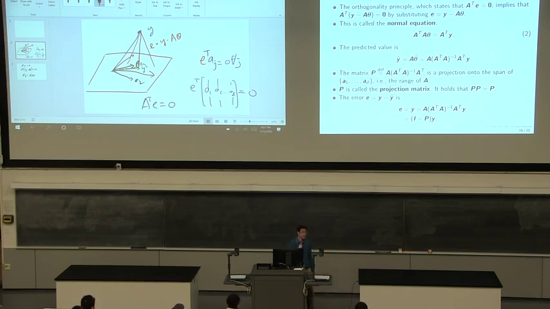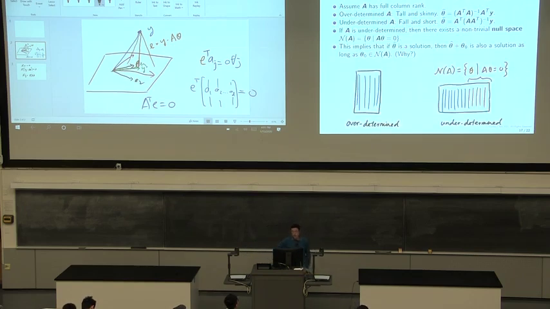Since it is a projection matrix, you don't need to project it multiple times, because once you are on that plane, no matter how many times you project, it will still be on the same plane. So you have the property that P multiplied by P is still P. And the error you can also define using I minus P times y. That is the notion of the normal equation, the projection matrix, and other keywords that you would normally find in a textbook.